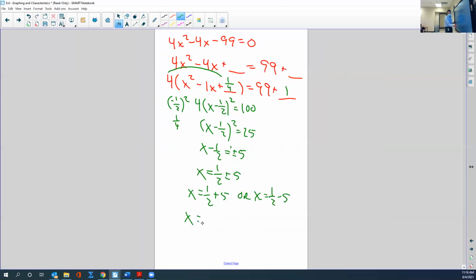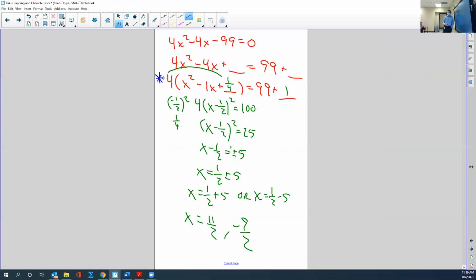And so that's going to be 11 over 2. And that's going to be negative 9 over 2. So that's how I would go about it at this step right here.